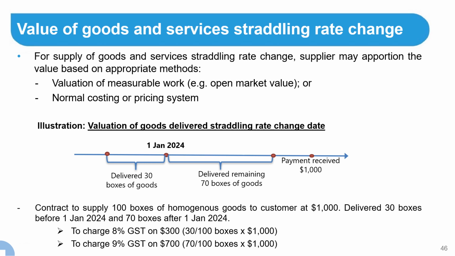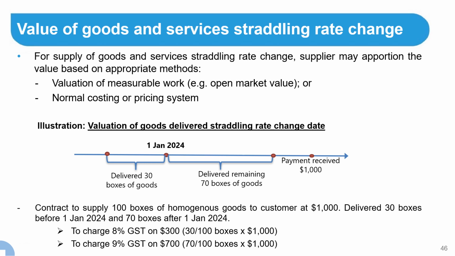Just a recap, when covering the transitional rules in this presentation, I shared that for the supply of goods and services straddling rate change, the supplier may apportion the value of goods or services that is supplied before and after the rate change date. To apportion the value of the transaction, the supplier may do so using appropriate methods such as valuation of measurable work or based on the business normal costing or pricing system.